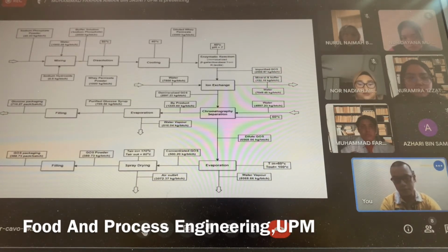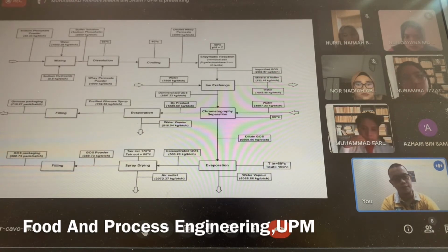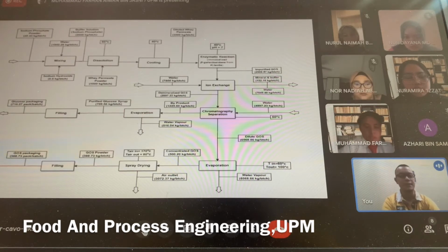Okay, I go to the last one. I think for this process it is the spray drying. Spray drying is the process where you remove the moisture content inside the liquid to become the powder, right? Alright, the most important thing in the spray drying is the moisture content. Can you explain to me how many percent of the moisture content you remove inside the spray drying?